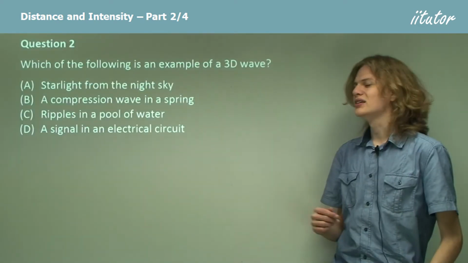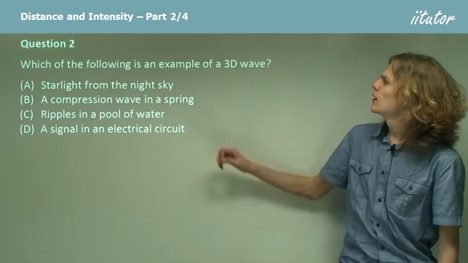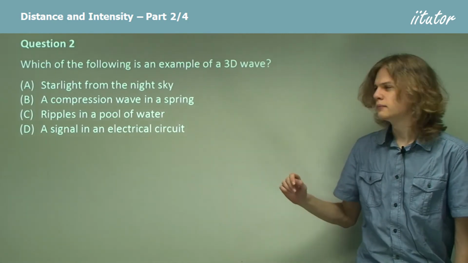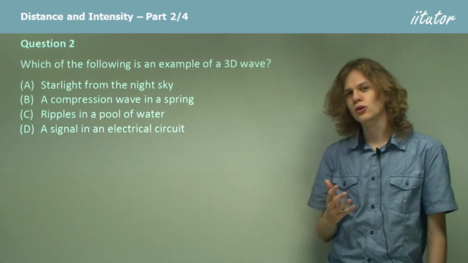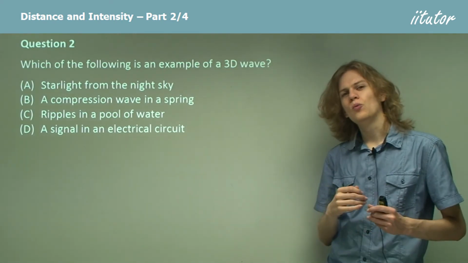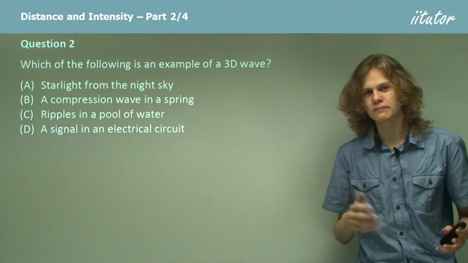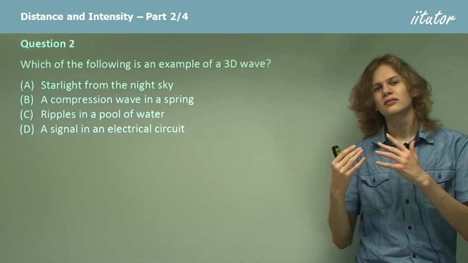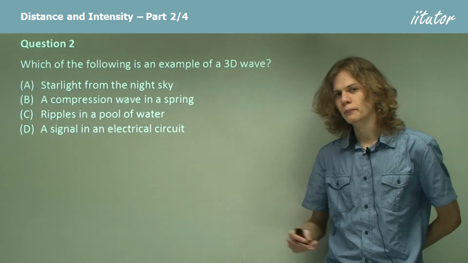Which of the following is an example of a 3D wave? We have a few options here: starlight from the night sky, a compression wave in a spring, ripples in a pool of water, and a signal in an electrical current. Now, remember that we talk about a wave being 3 dimensions if it spreads out in 3 dimensions. That means that it has to be able to travel both forward and back, left and right, up and down. So let's start from the bottom.